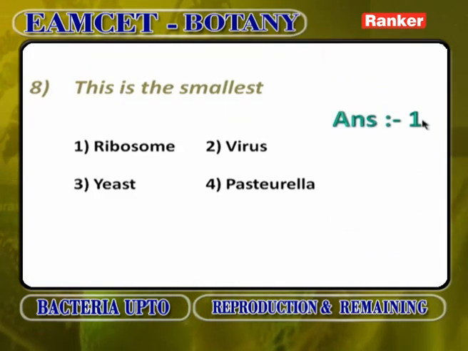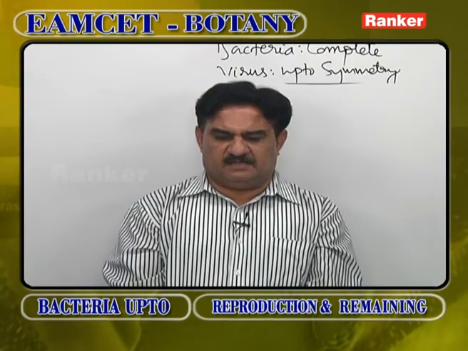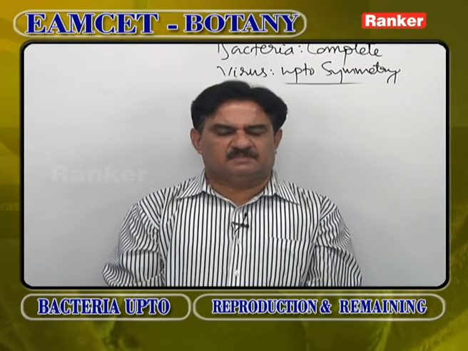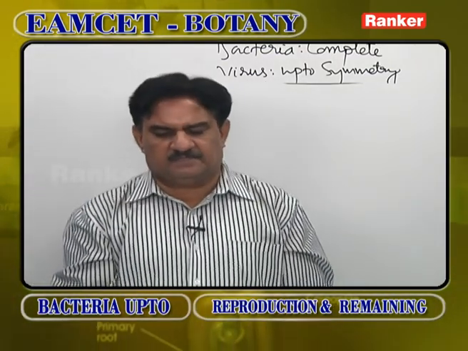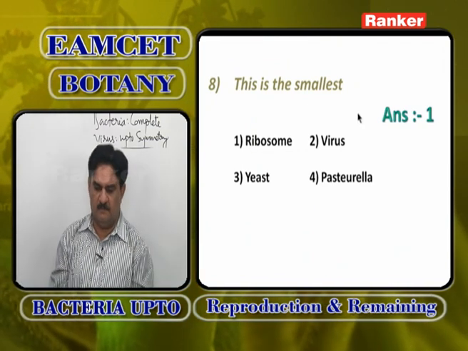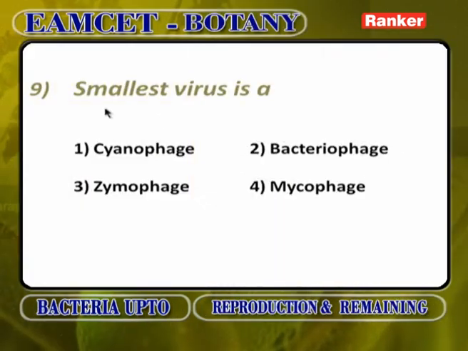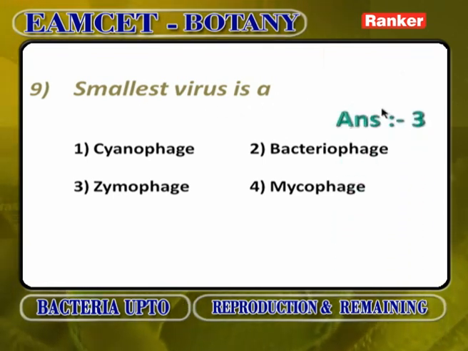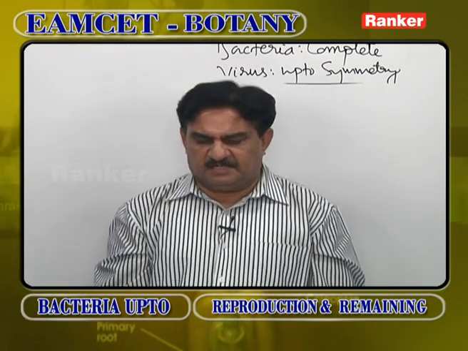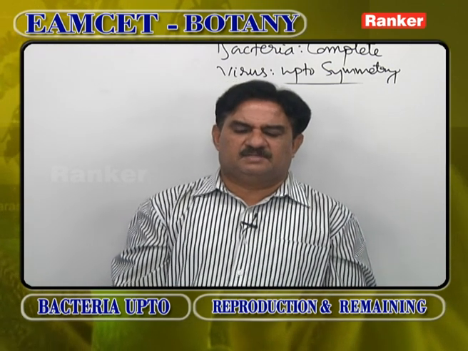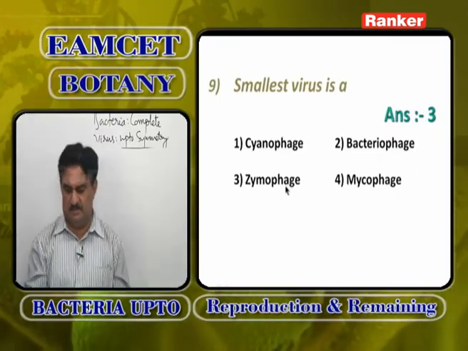The smallest one regarding the structures: ribosome, virus, yeast and Pasteurella. In this, the smallest one is ribosome. Ribosome is smallest, next is virus, next is Pasteurella and finally yeast. Next, the smallest virus: cyanophage, bacteriophage, zymophage, mycophage. Cyanophage attacks blue-green algae, bacteriophage attacks bacteria, mycophage attacks fungi, zymophage attacks yeast cells. So, the smallest virus known is zymophage.